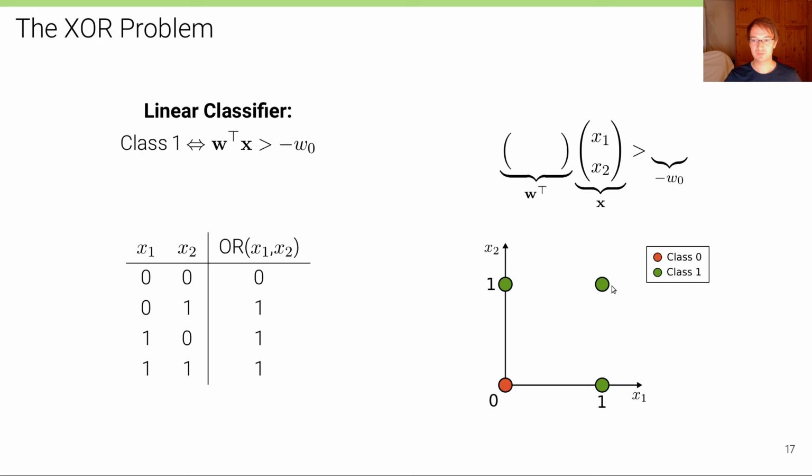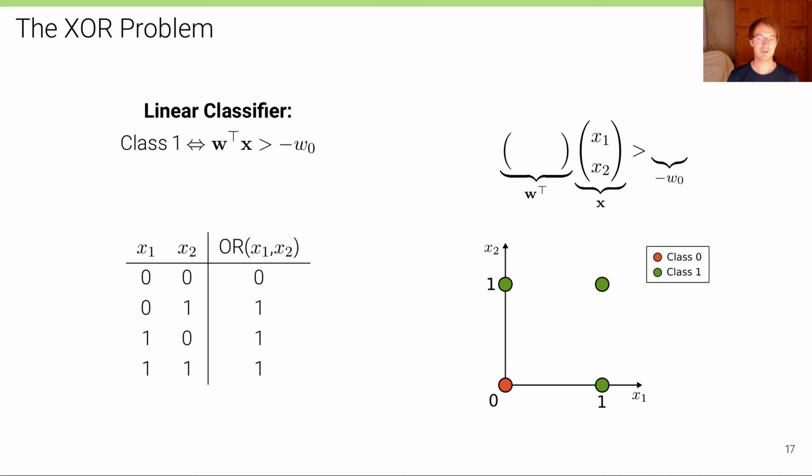So here on the bottom, I've drawn the x1, x2 space, and I've drawn the 4 data points at 0, 0, 0, 1, 1, 0, and 1, 1. And using color, I've indicated which class they belong to. For instance, the data point at 0, 0 belongs to the class 0, and all the other data points belong to class 1. Now the question is, can I find a decision boundary, a linear decision boundary, because we have a linear classifier here. It's a linear equation that separates the red from the green points.